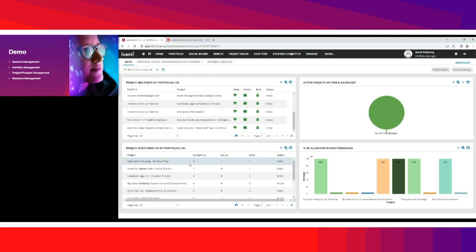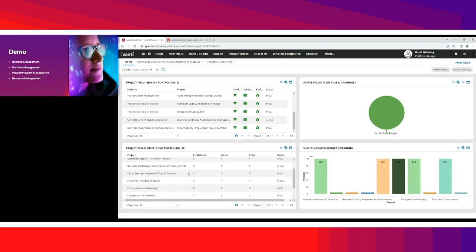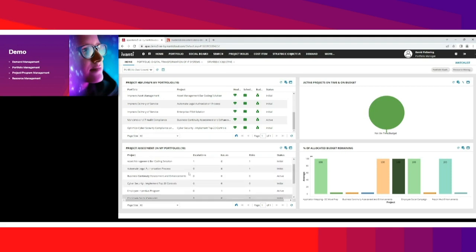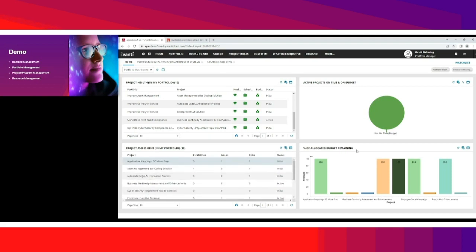I can also understand, are there issues, risks, escalations that I need to be concerned about? And I can drill into any of these projects and look at what are they, and we'll walk through that. How am I tracking from a budget side of things? So what percentage of allocated budget is remaining for those projects? And we can see we've got a few that are getting low. And then any projects that are on time or not on time and on budget or not. So again, we could see that information, and that would be our employee enablement project.